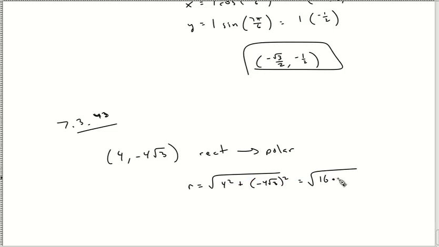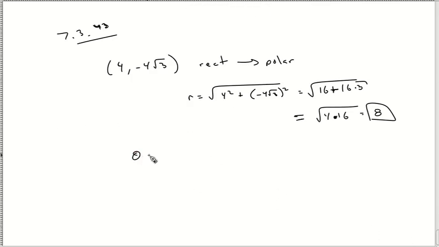So I got 16 plus 16 times 3 if you distribute and do all the math there. So what you actually have is 4 times the 16. And so that's just 8. 2 times 4 is 8. Okay. My theta is the arctangent of y over x.